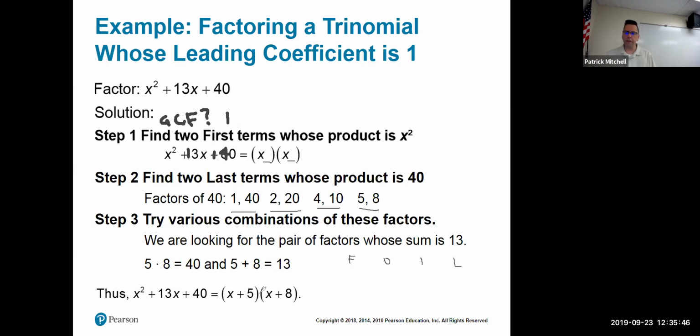So I take x plus 5 times x plus 8, just like we were doing in the last section. X times x is x squared. Outer would be x times 8, which is 8x. Inner would be 5 times x, which is 5x. And last would be 5 times 8, which is 40. And when you combine your like terms in the middle, you get x squared plus 13x plus 40.